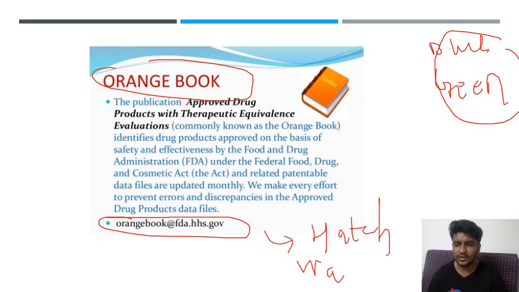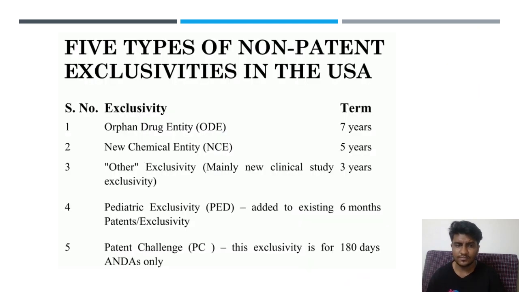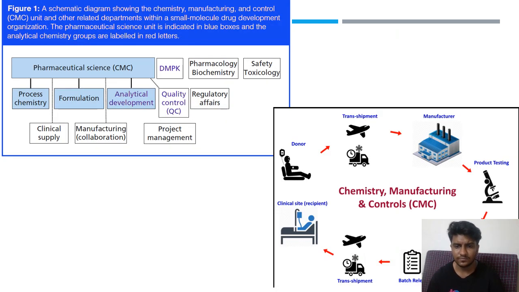The Hatch-Waxman Act tells us about the 180 days exclusivity, 6 months exclusivity for pediatrics, 3 years exclusivity for new clinical investigation, 5 years exclusivity for new chemical entities, and 7 years exclusivity for orphan drugs. Here you can see that I have mentioned the exclusivity: 7 years, 5 years, 3 years, 6 months, 180 days. This table is very important. You must know about this table. This is a very basic thing of our regulatory authority.